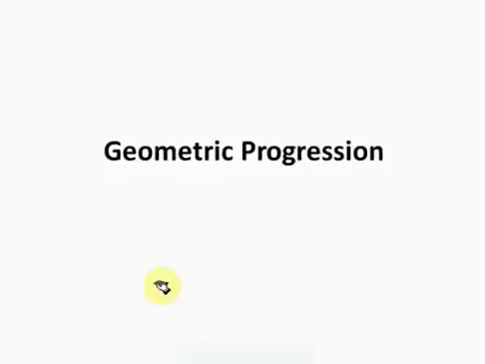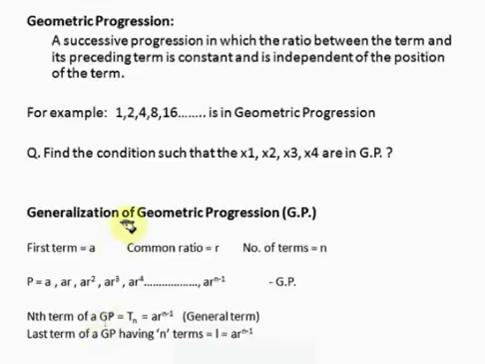Today we will be taking the chapter Geometric Progression. What is a geometric progression? A successive progression in which the ratio between the term and its preceding term is constant and is independent of the position of the term.